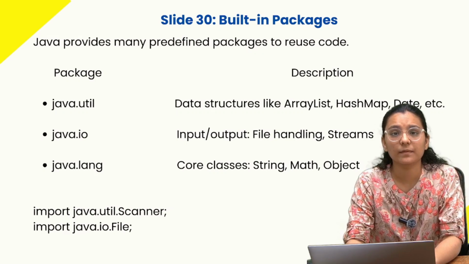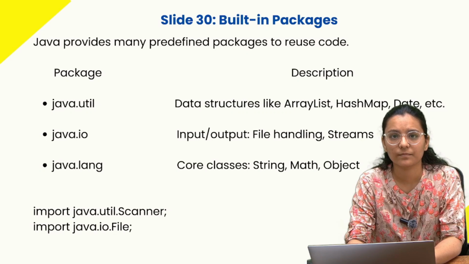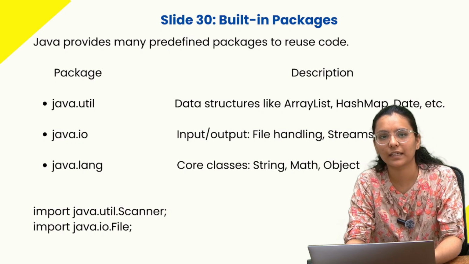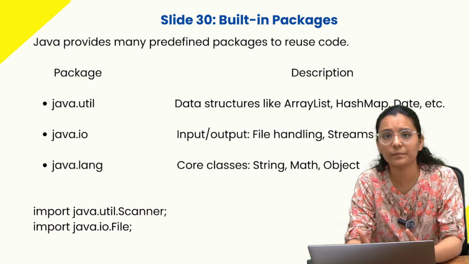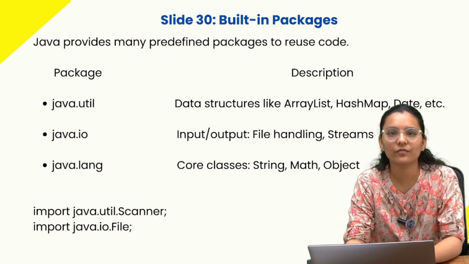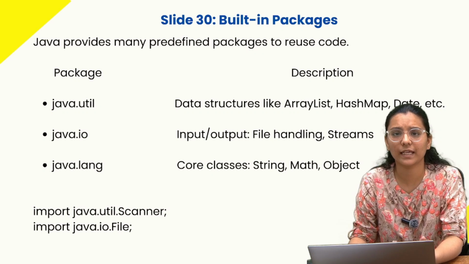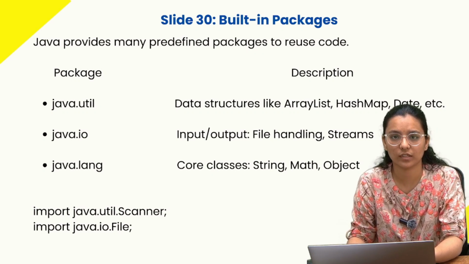There are two types of packages: built-in packages, that is predefined packages, and user-defined packages. User-defined packages means our own packages. Built-in packages are like the java.io package, java.lang package, and java.util package; these are the predefined packages. User-defined packages means we are creating them and giving the name for the package. For example, I want to give the package name as 4-dimension infotech.